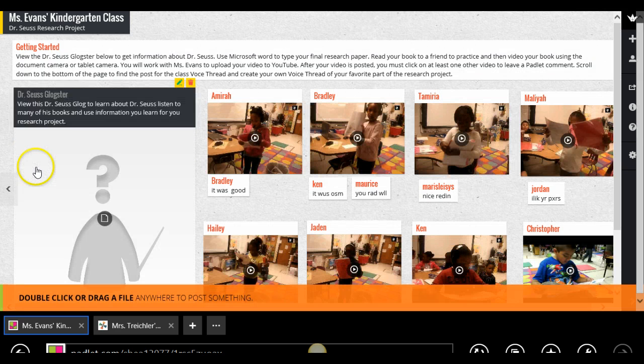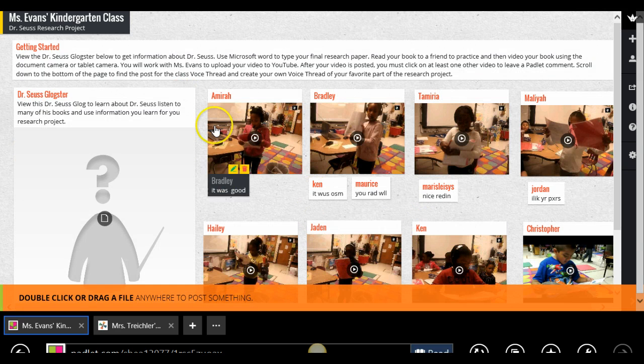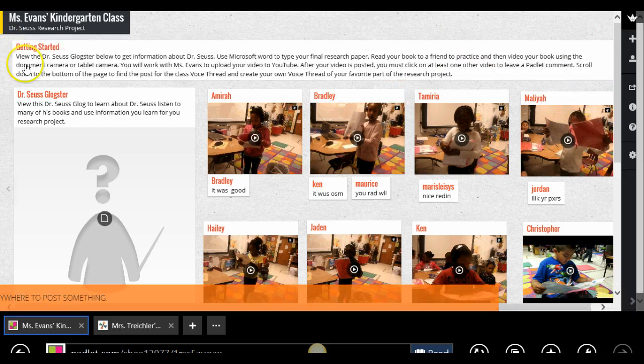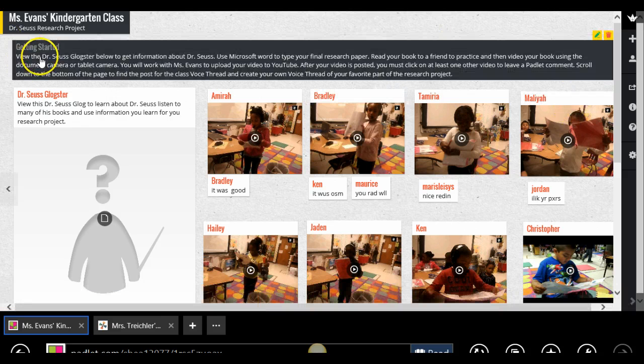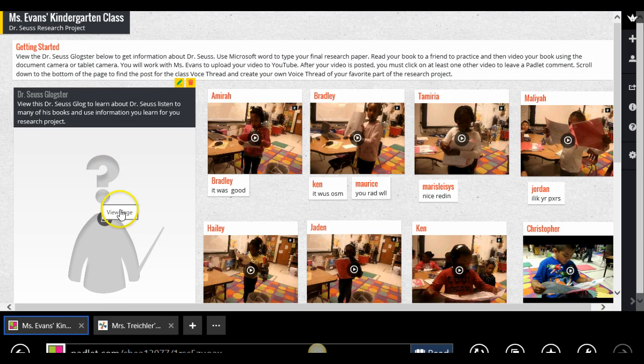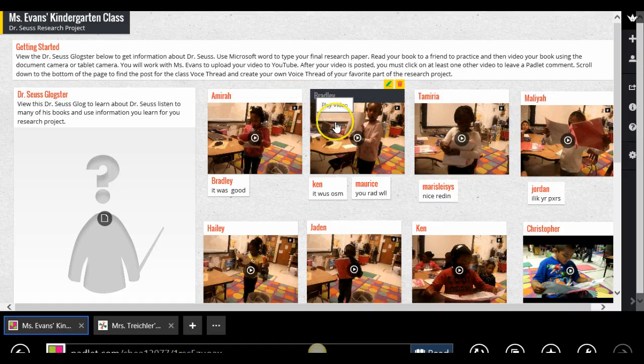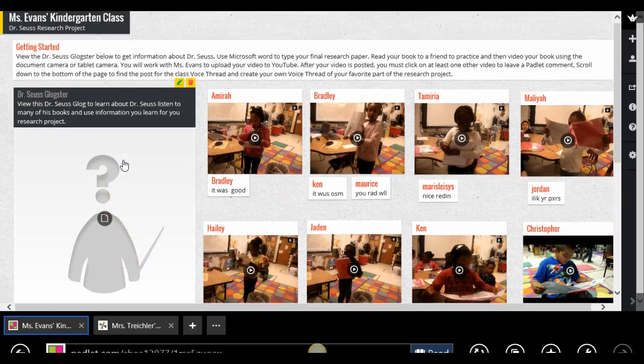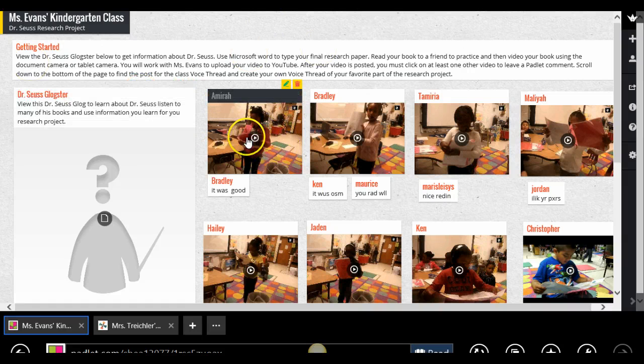The first Padlet is where I posted about what students needed to do for a project. I also posted a link to a Glogster that was used for this research project. Students then posted their sticky notes or their posts of their videos of them reading their books about Dr. Seuss.